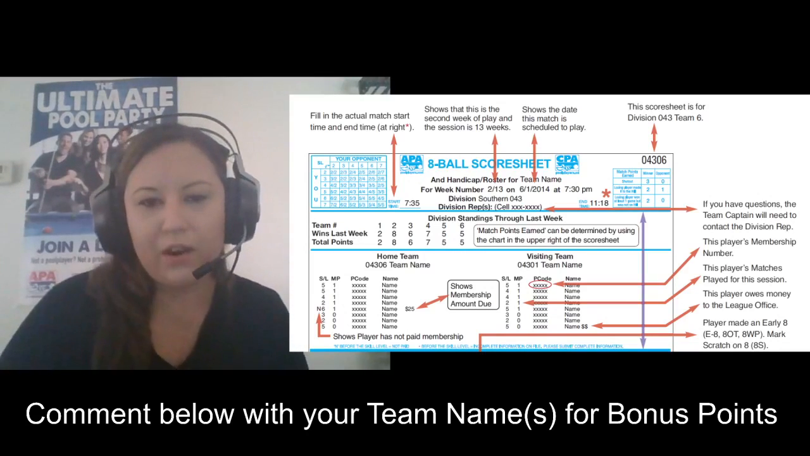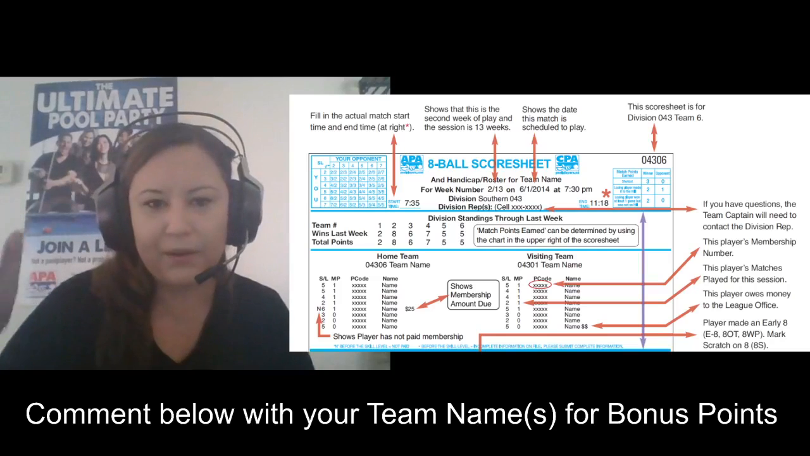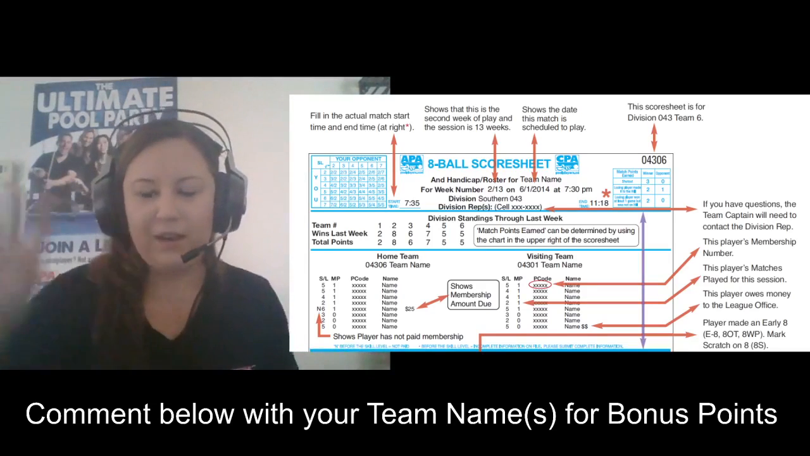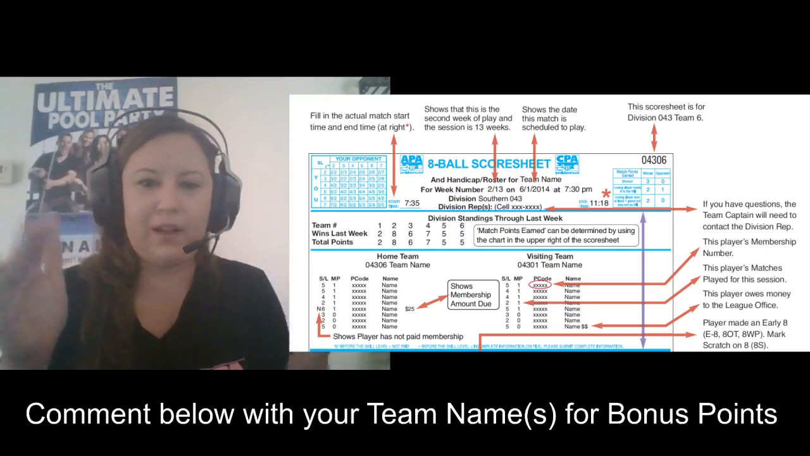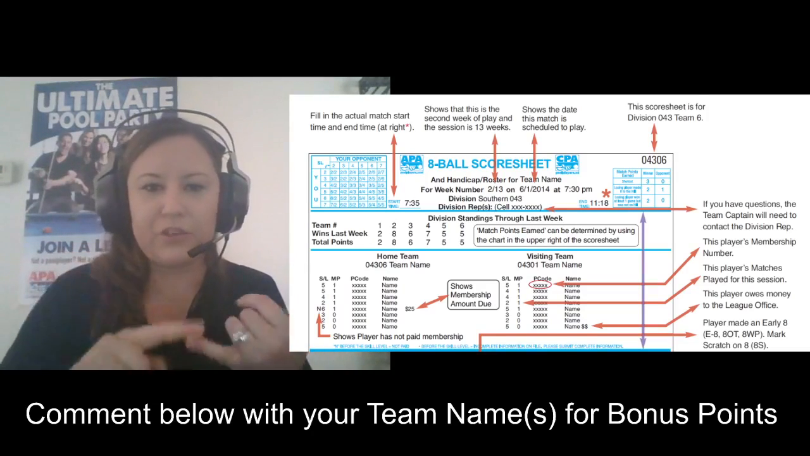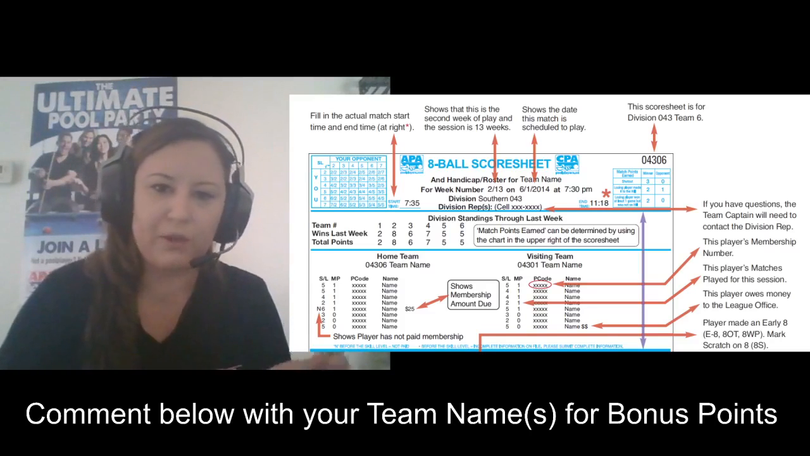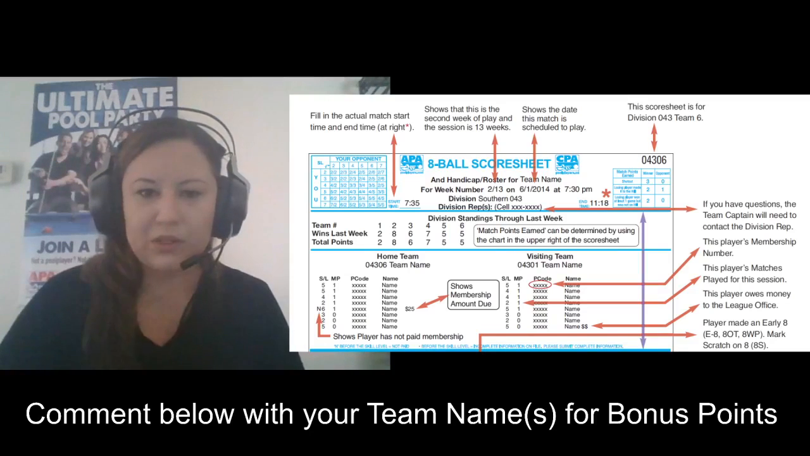Let's start from the beginning. 8-ball score sheets are fairly easy. If you start at the top, you have your race chart, which is on the left-hand side when you're looking at it. On the right-hand side, you have your match point chart. Right in between the two is a lot of information. You have your team name, you have your week number. So in this particular example, they're at week 2 out of 13. And it has the date of play and the time that that particular division is supposed to start play.